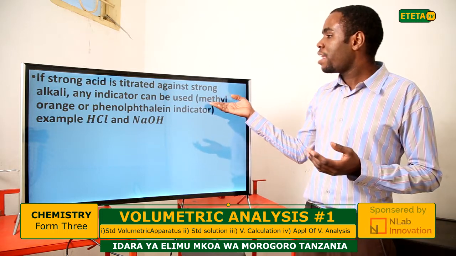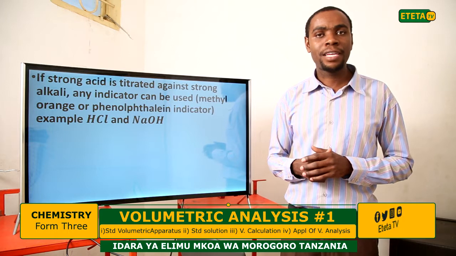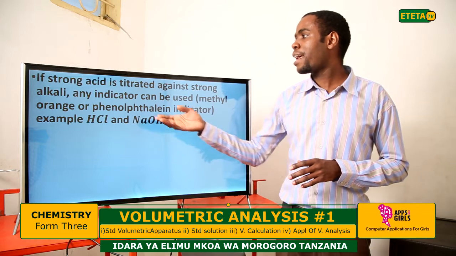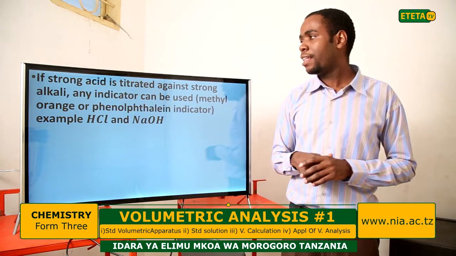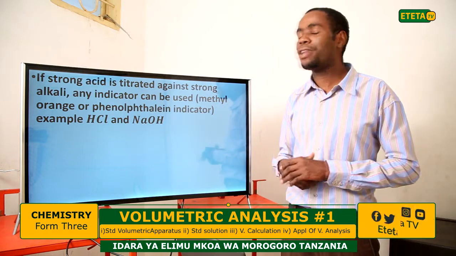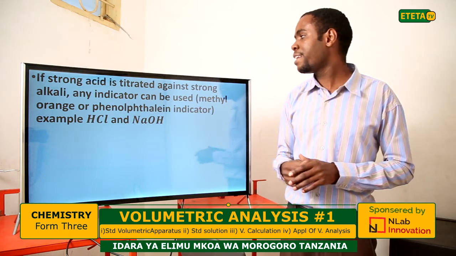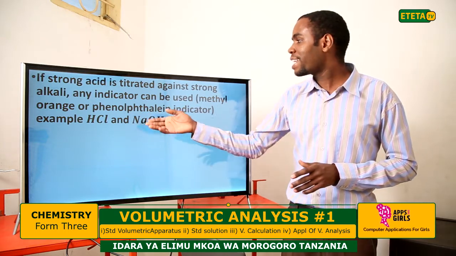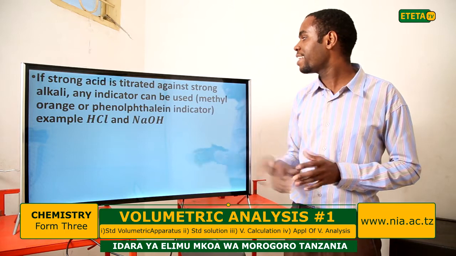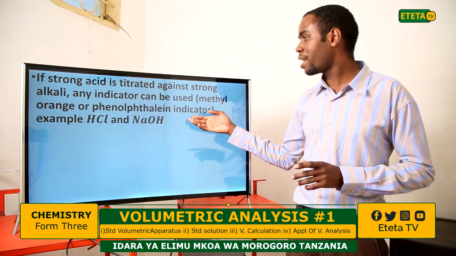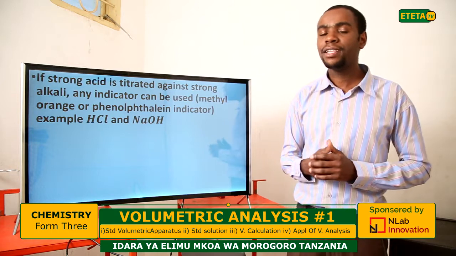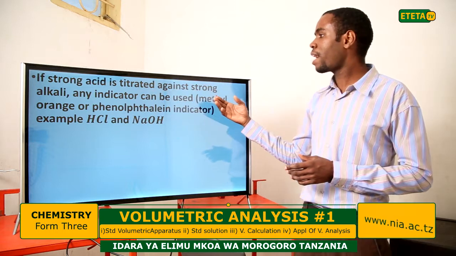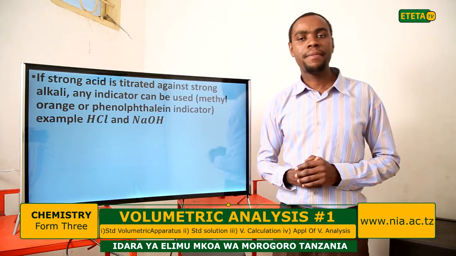We say that methyl orange is a weak organic base, and the weak organic base requires a strong acid. And here we have a strong acid, so the color will change. And the phenolphthalein indicator is a weak organic acid, and the weak organic acid requires a strong alkali. And here we have a strong alkali. Once you mix together, the color will change from colorless to pink. So for strong acid, strong alkali, any indicator can be used.